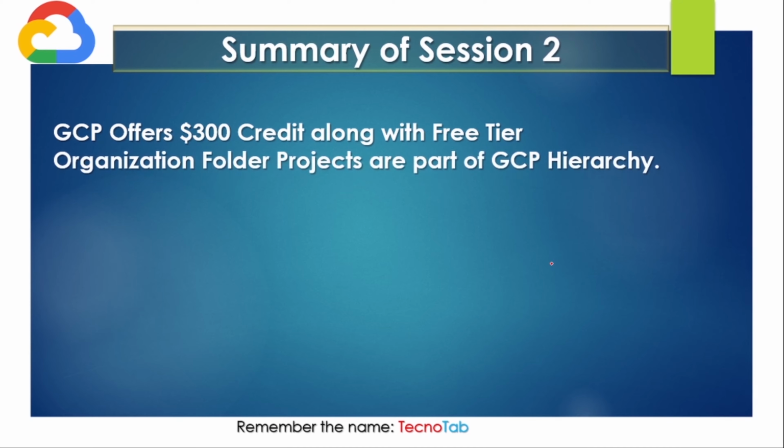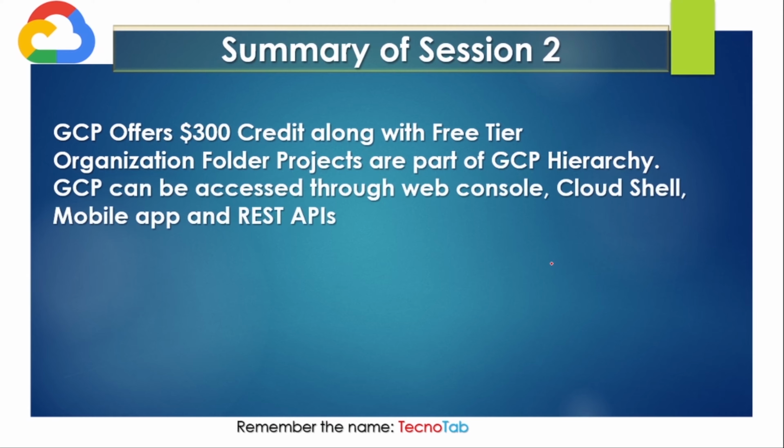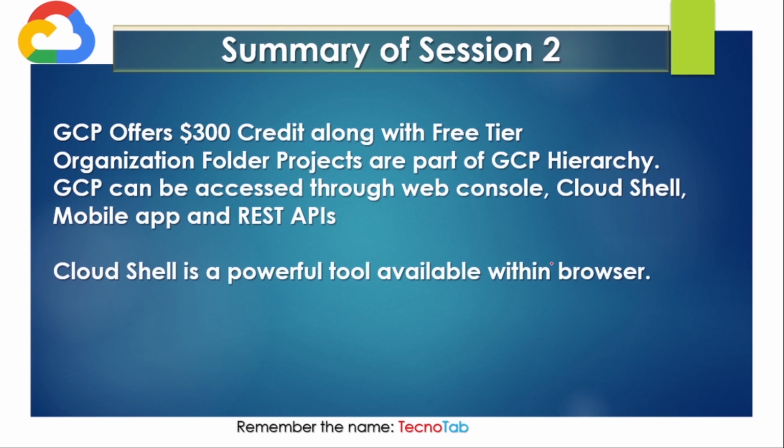And we also saw that organization, folder, projects, resources are the part of GCP hierarchy. The next thing we learned was we can access the GCP through Web Console, Cloud Shell, mobile app, and REST APIs, right? And we also learned that Cloud Shell is a powerful tool that is available within browser. We don't have to install anything externally, right? So that concludes session 2.